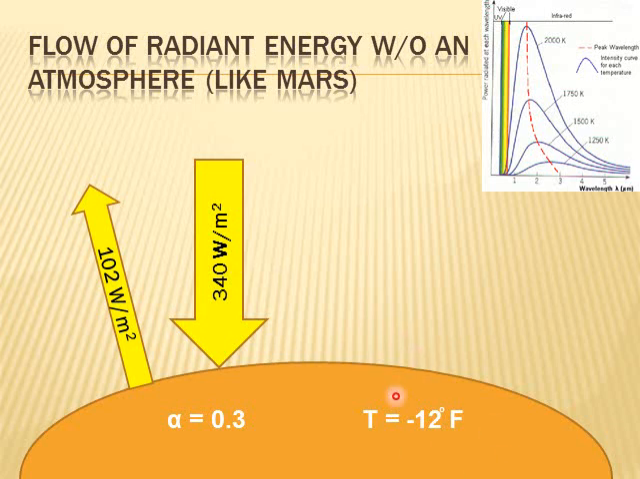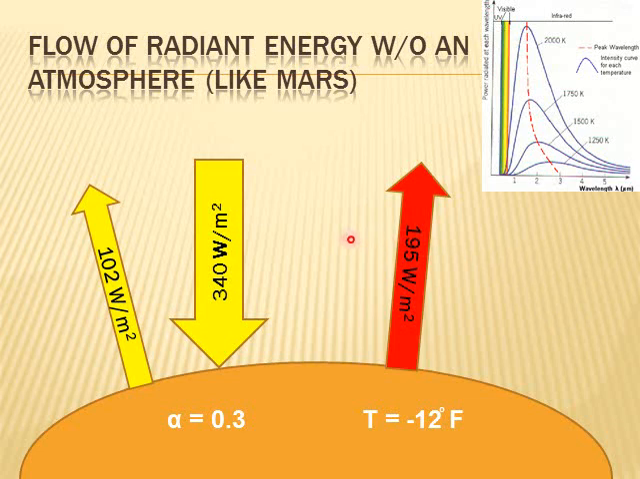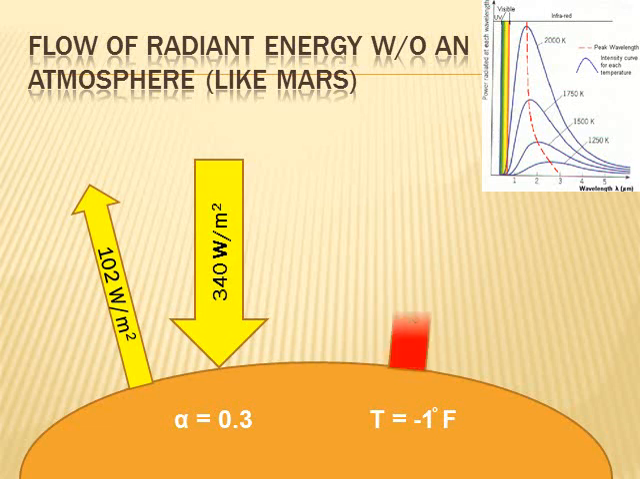Okay, so let's say the Earth warms up a little bit. So now it's negative 12 degrees Fahrenheit. Okay, what does this mean? Well, since it's hotter, it's going to be at a different curve. And I recognize that this graph is meant for really, really hot temperatures like suns and stars, but we're just using it as an example, right? The curve is now taller and the intensity will be greater. So if the intensity bumps up to 195, the total intensity going out will be 195 plus 102, so about 297. And the total coming in is still 340. Again, the Earth's going to heat up. Now the Earth's going to continue heating up until finally the total amount leaving is going to equal the total amount coming in.